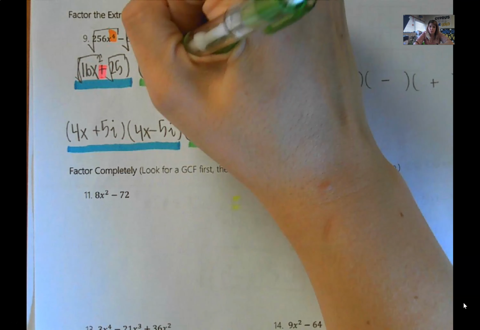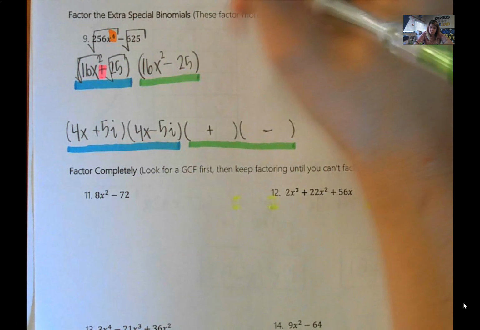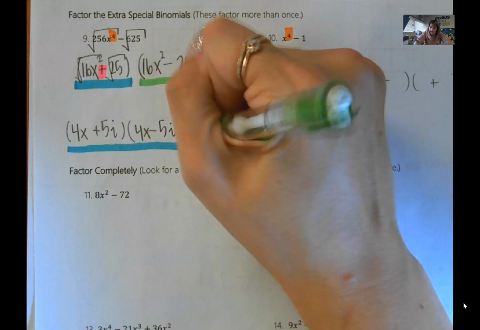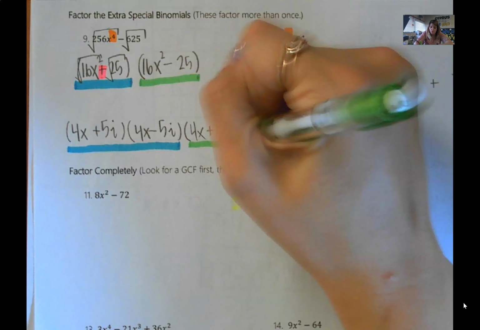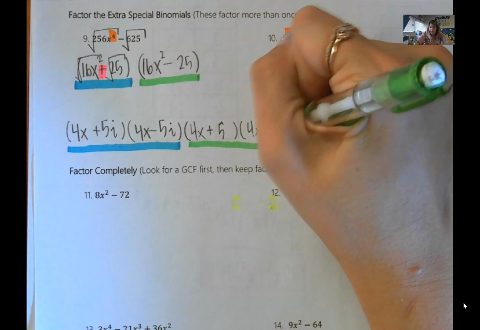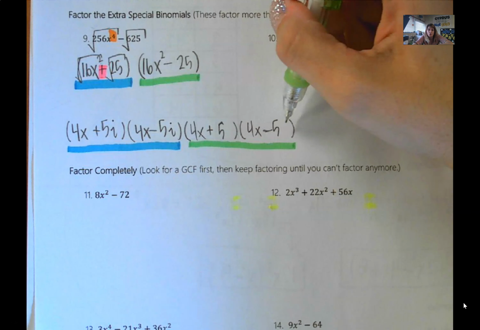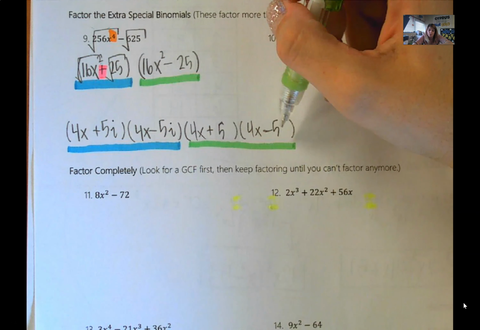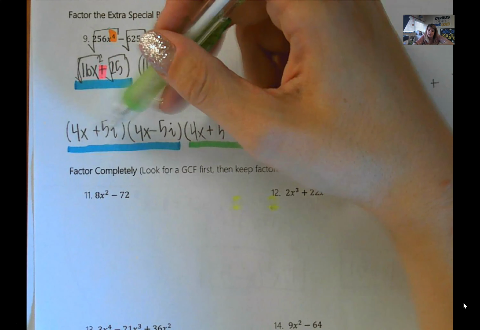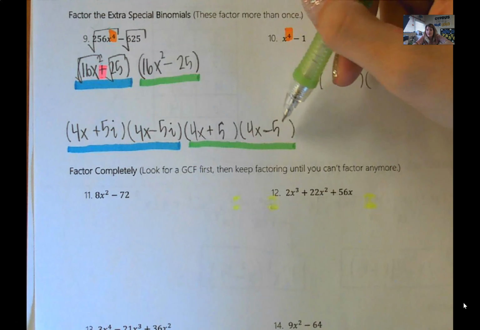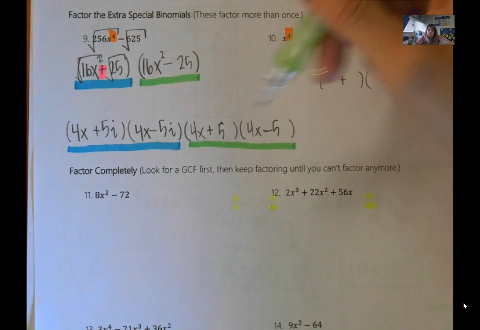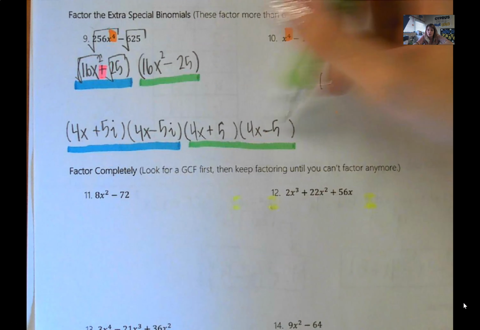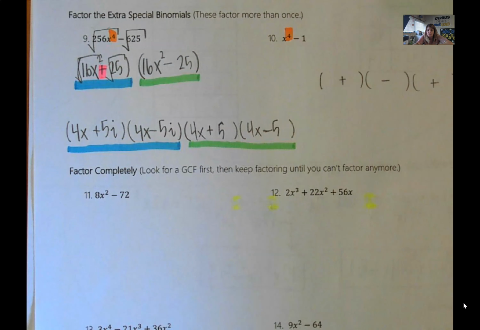Then we do the same here. Root of 16x squared is 4x. Root of 25 is 5. Notice that none of the binomials are the same. You have a 4x, 5i, plus and minus, a 4x and 5, plus and minus. So they look the same, but they're not exactly the same. You have 2 imaginaries, 2 regular. This is going to end up being the same.